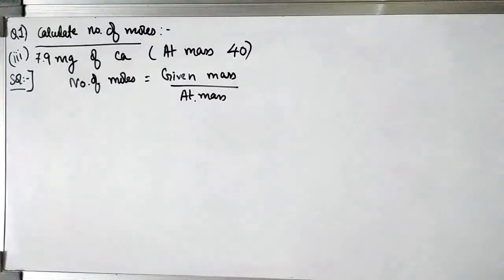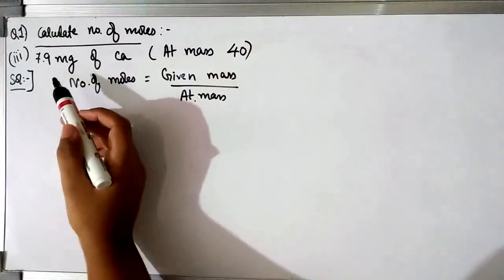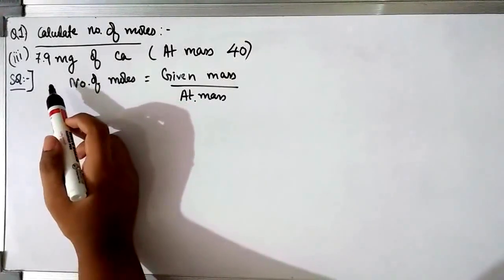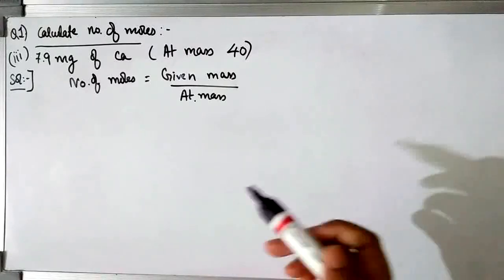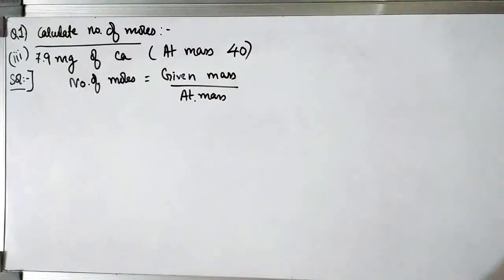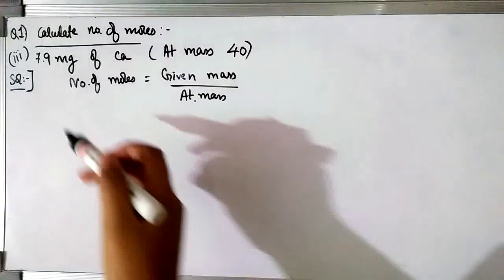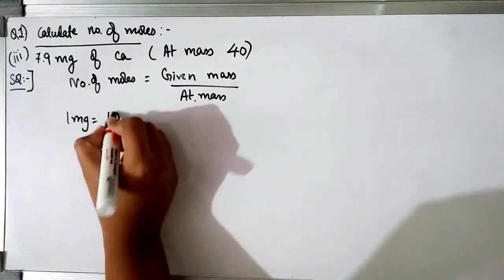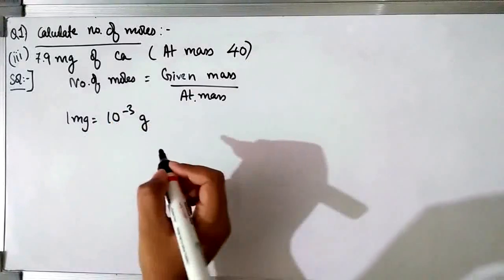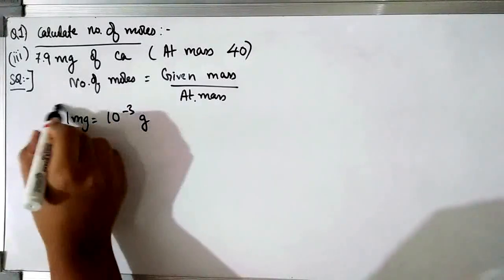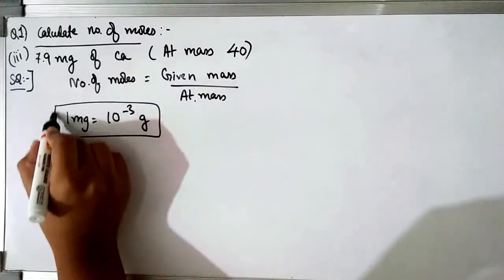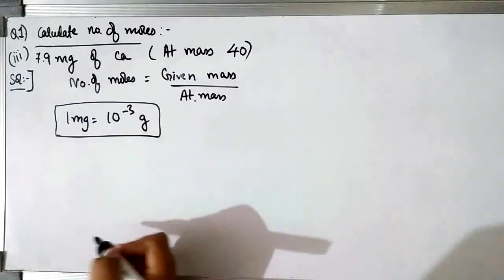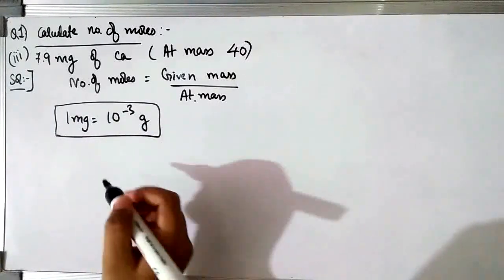Now this time they have given us 7.9 milligrams. In the previous one they gave us micrograms, and we got the conversion, that is 1 microgram is equal to 10 to the power minus 6 gram. But this time we have got milligram. So 1 milligram is equal to 10 to the power minus 3 grams. Okay, that is the conversion for milligram. Last time we did microgram, that was equal to 10 to the power minus 6 grams. This time we have milligram, which is equal to 10 to the power minus 3 grams.